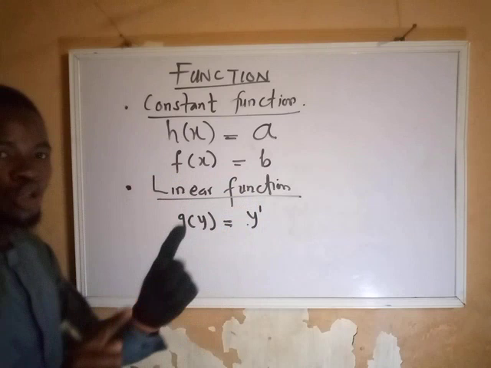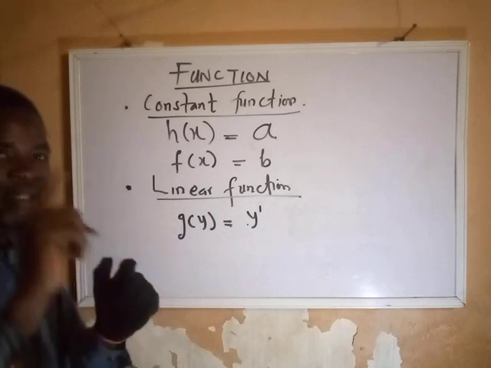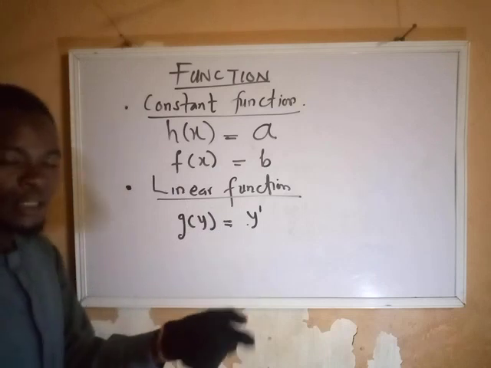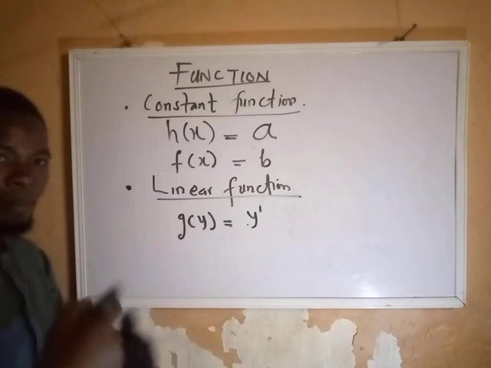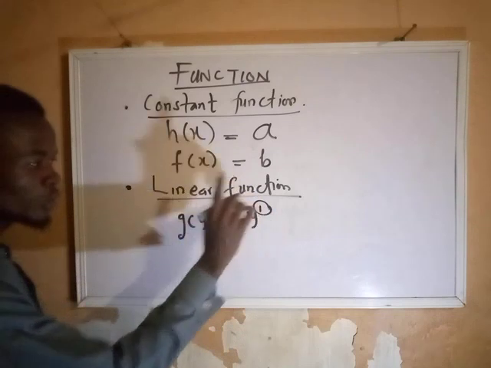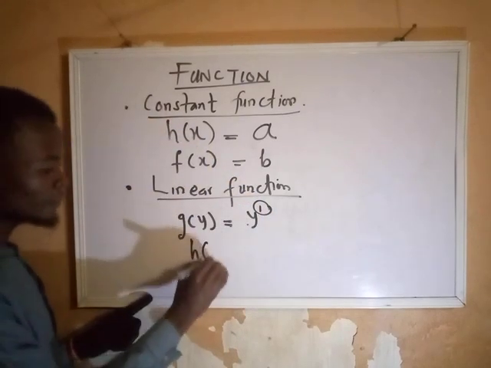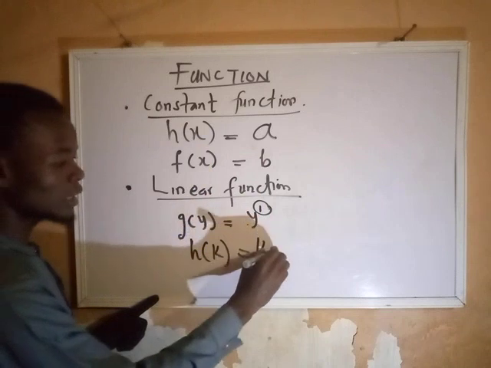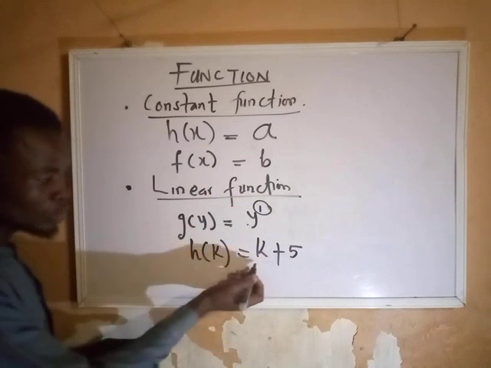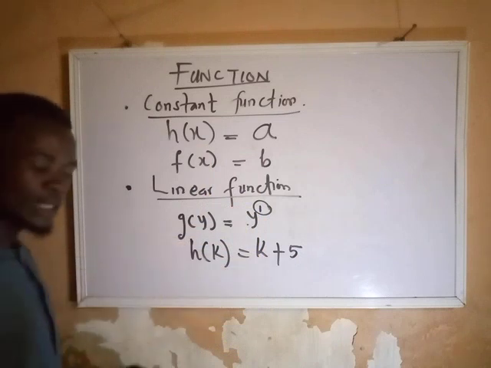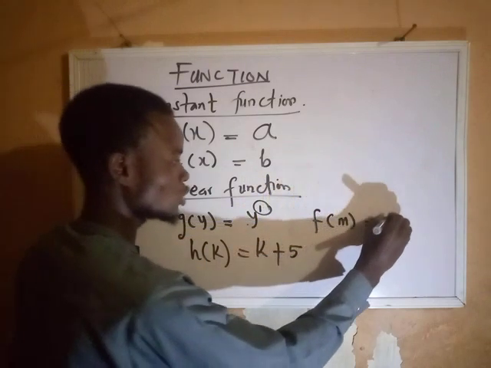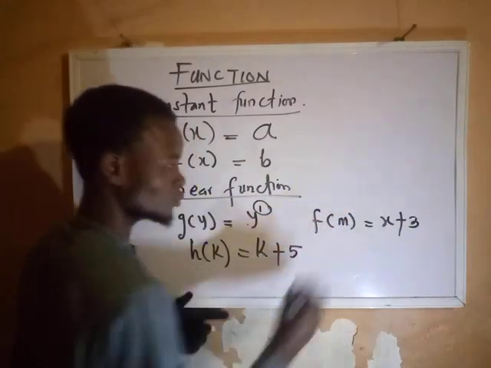If the highest power is not more than 1, it is a linear function. Either it is only that variable we have there, or it is connected with an operation, let's say positive or negative, we call it a linear function. So if the degree is not more than 1, we call it a linear function. Another example is h of k equals k plus 5. The degree of this k is 1, so we call it a linear function. Okay, let's take another instance. If you have f of m equals x plus 3.